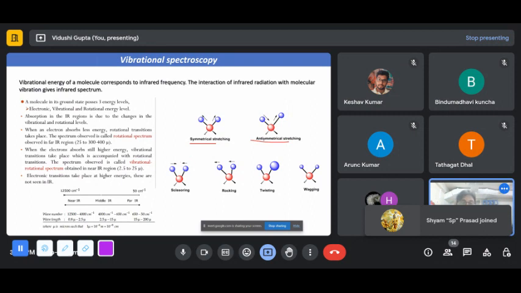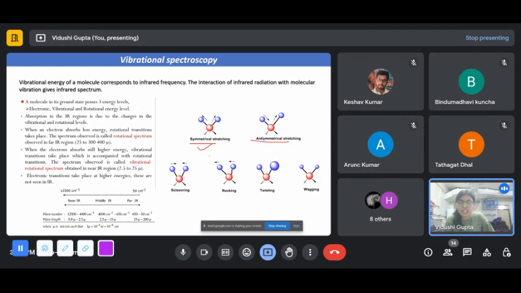In symmetrical stretching, the atoms of a molecule move in the same direction, either towards or away, but in the same direction. While in anti-symmetric stretching, they move in different directions. Like here, if you see, it is moving in this direction, and from here it is moving away. So it is anti-symmetrical.